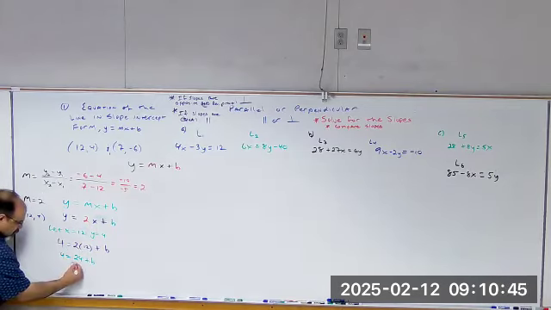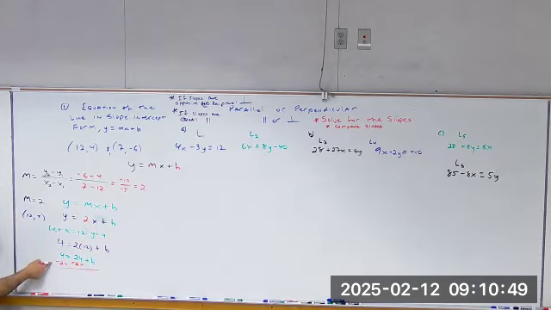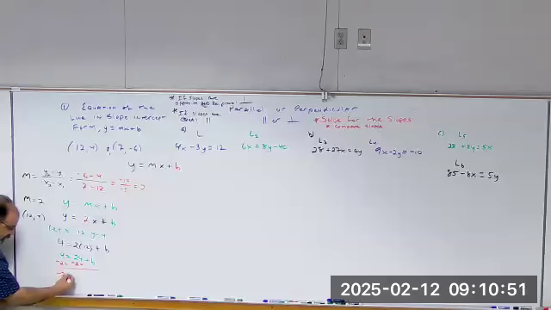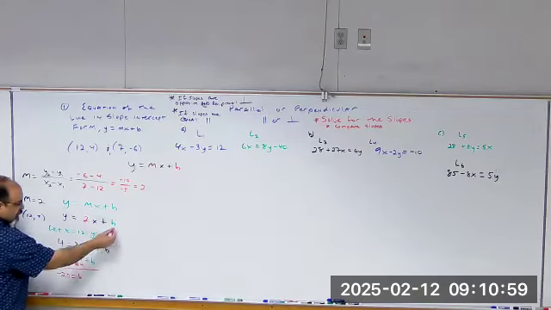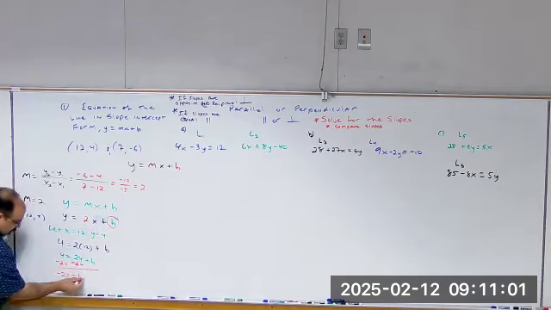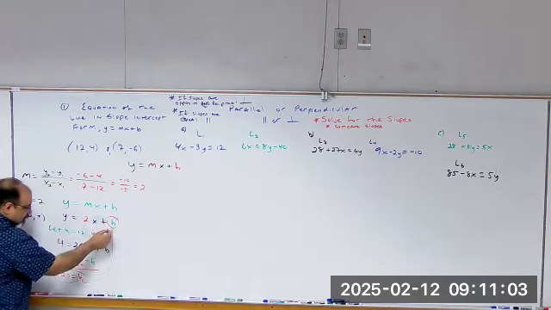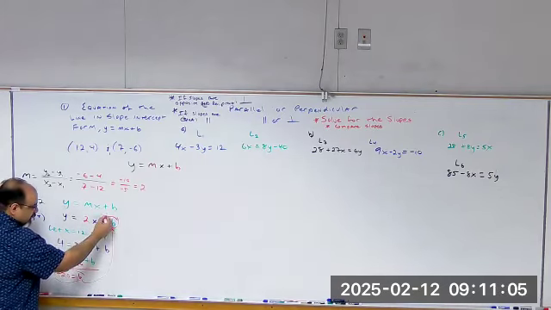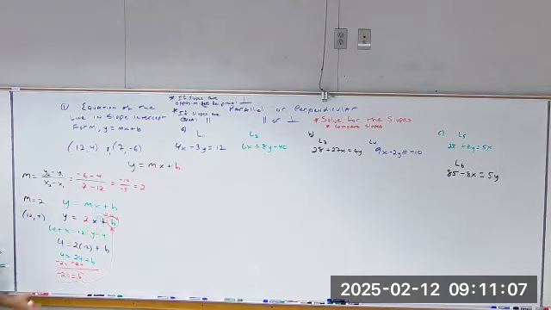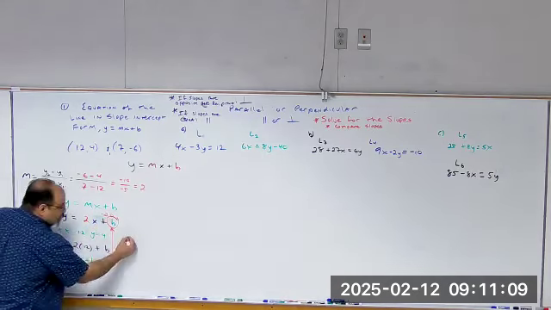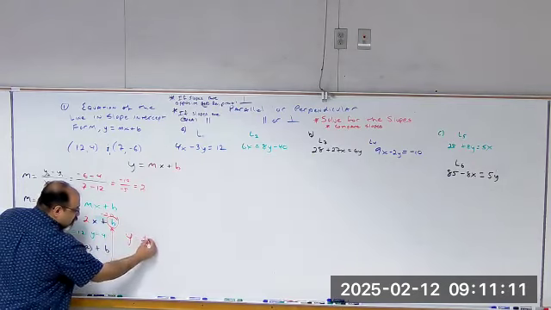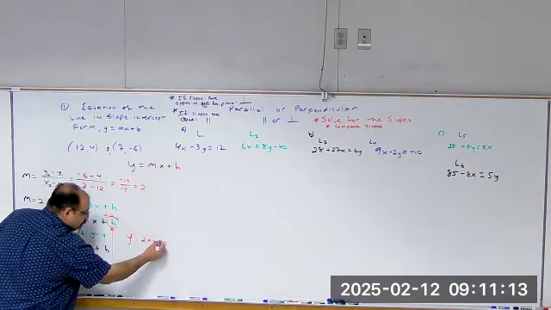We subtract 24. 4 minus 24 is negative 20. Equal b. So the y-intercept that we were trying to figure out is negative 20. So we're going to replace it with a negative 20, and you write the final answer. Y equals 2x minus 20.